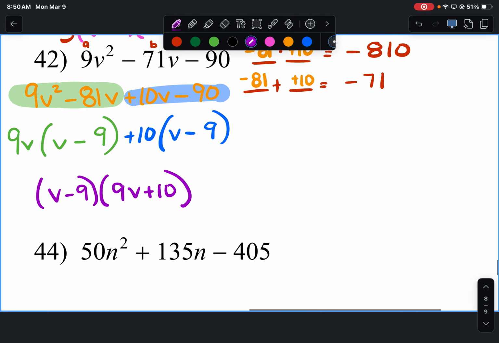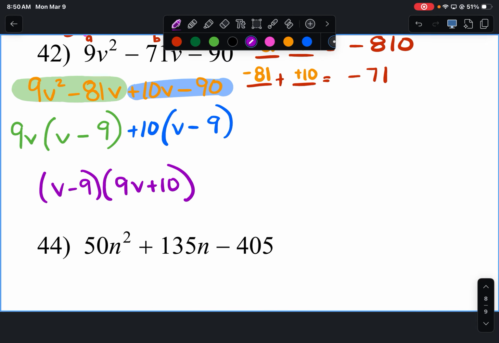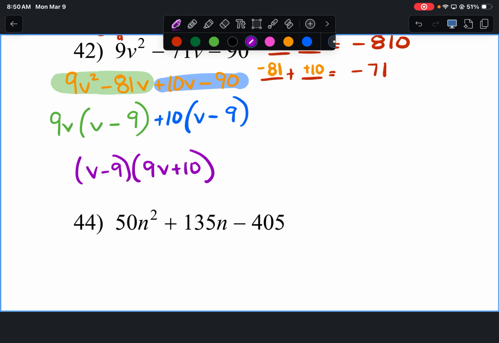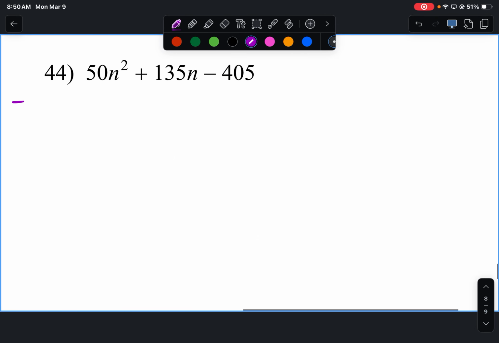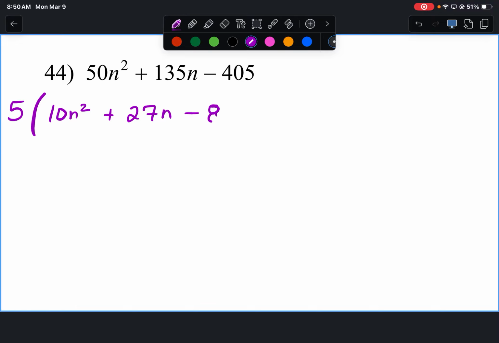All right. Then, does 44 have a greatest common factor? Yep. I think it is 5. So if we take out 5, what does that leave us with? 10 plus 27 minus 81. So we have a trinomial in here. What is our A? 10. What is our B? 27. What is our C? Negative 81.